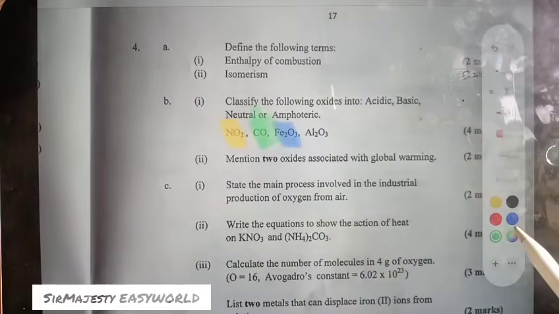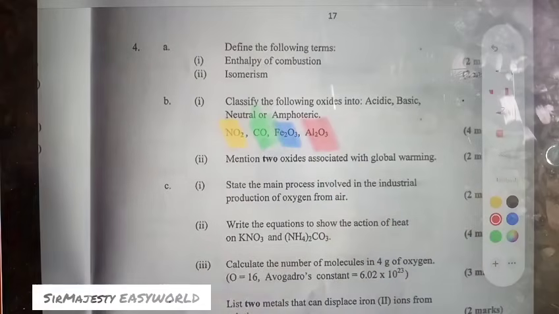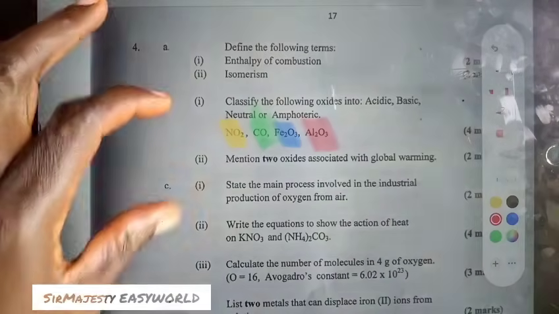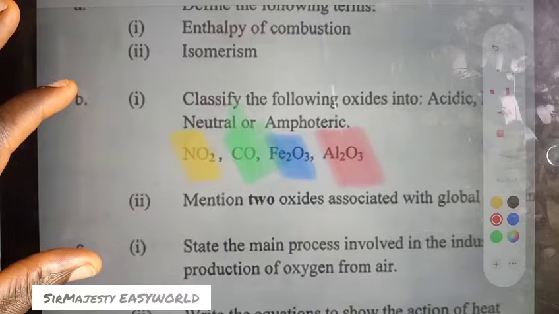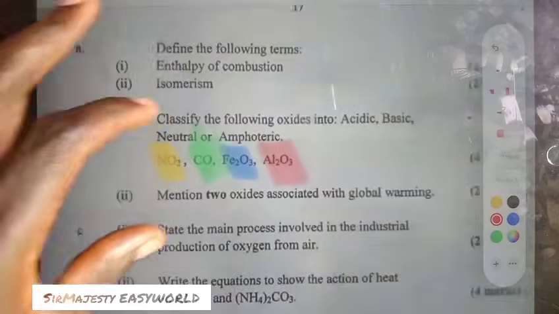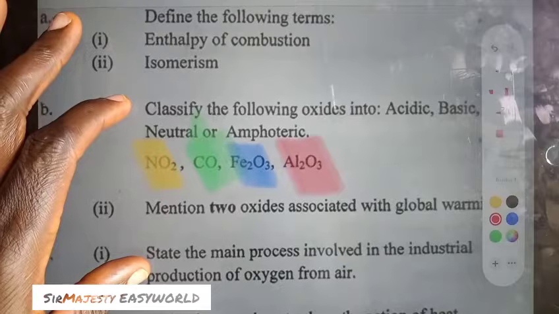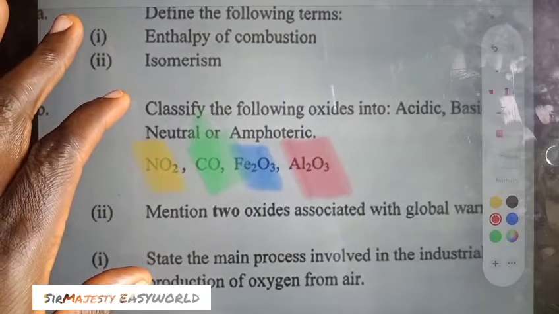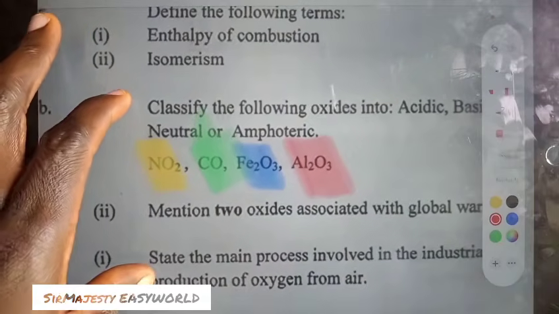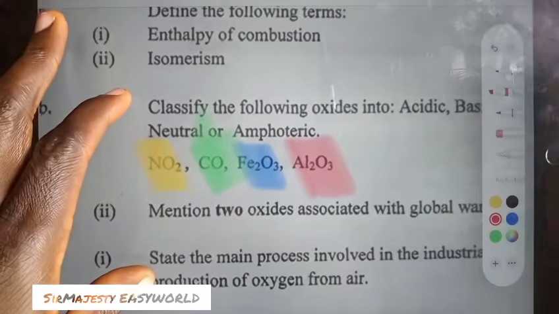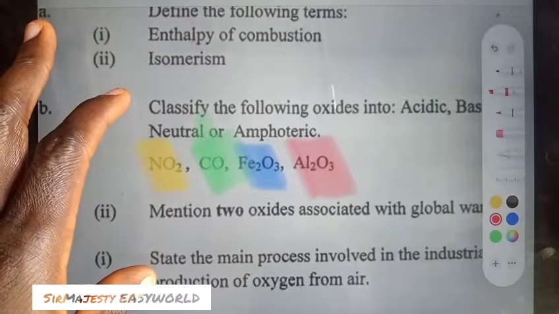Then amphoteric, the last but not the least, is the one I'm highlighting in red. That is aluminium oxide. Then I hope these things are clear. The one in yellow is an acidic oxide. The one in green is a neutral oxide. And the one in a bit dark bluish color there is a basic oxide, because it's an oxide of a metal. It's a metallic oxide. Then amphoteric oxides are aluminium oxide, lead oxide, tin oxide, and also zinc oxide.